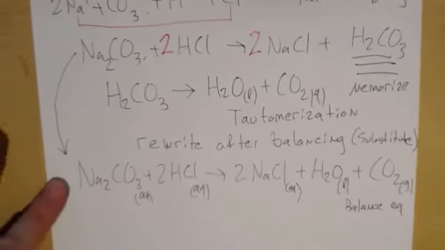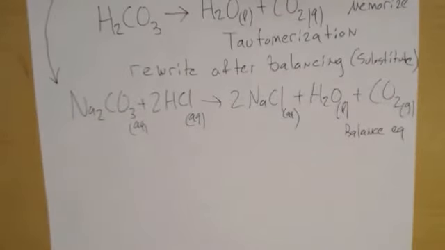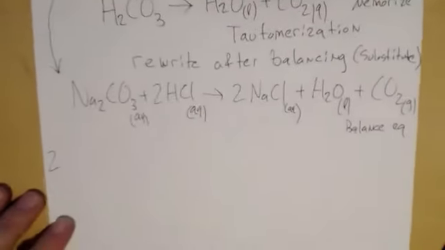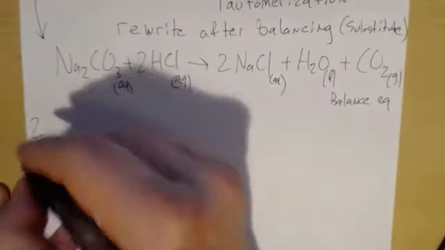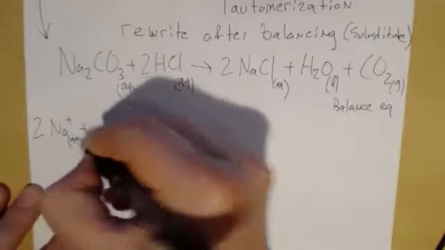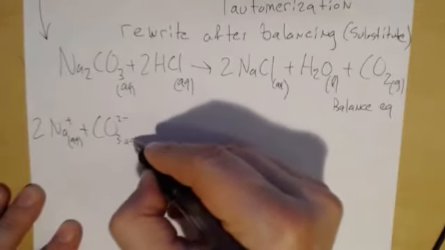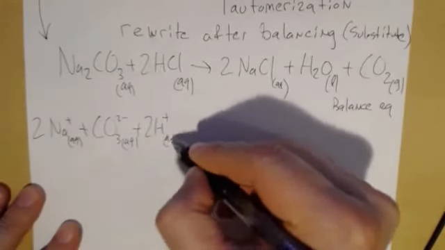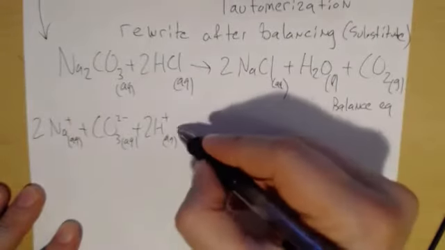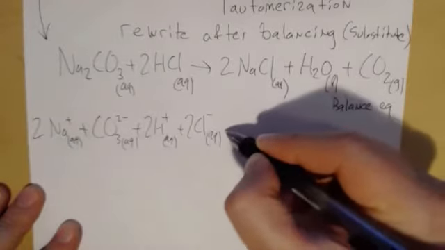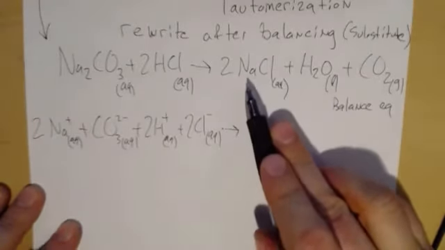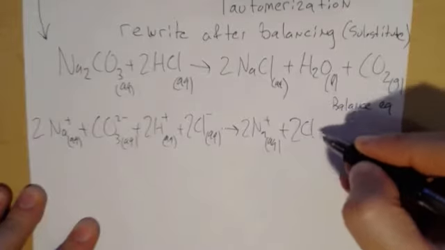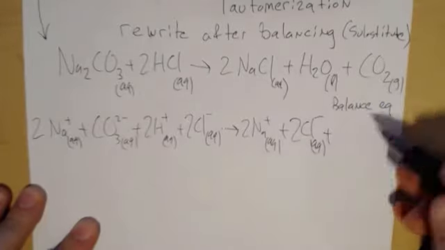Now I want to write the total ionic equation. So let's continue. This is where I'm going to break it apart. So I have two sodiums, one carbonate. So that's going to be two. Let's move this, kind of center it. Two sodium ions aqueous plus carbonate, two minus aqueous plus two hydrogen ions, 2H plus aqueous, two chloride ions, two Cl minus aqueous. That's the reactant side. Goes to, this is aqueous, right? So two sodium plus aqueous plus two chloride minus aqueous plus, okay, now liquid and gas.